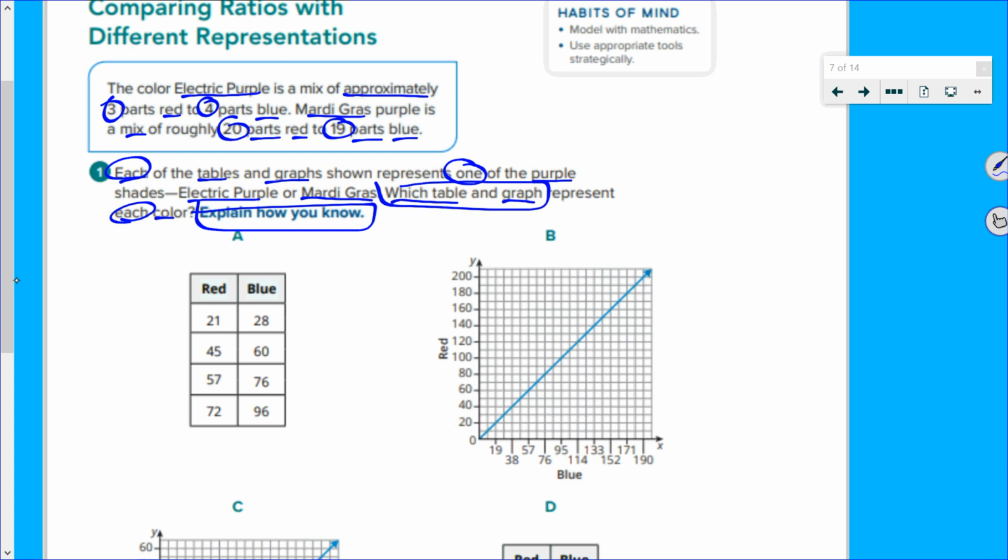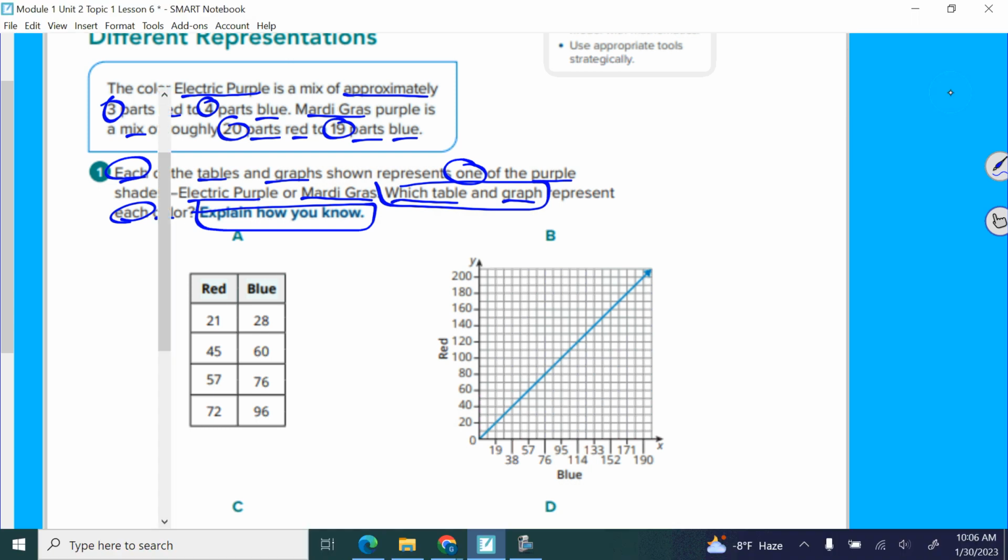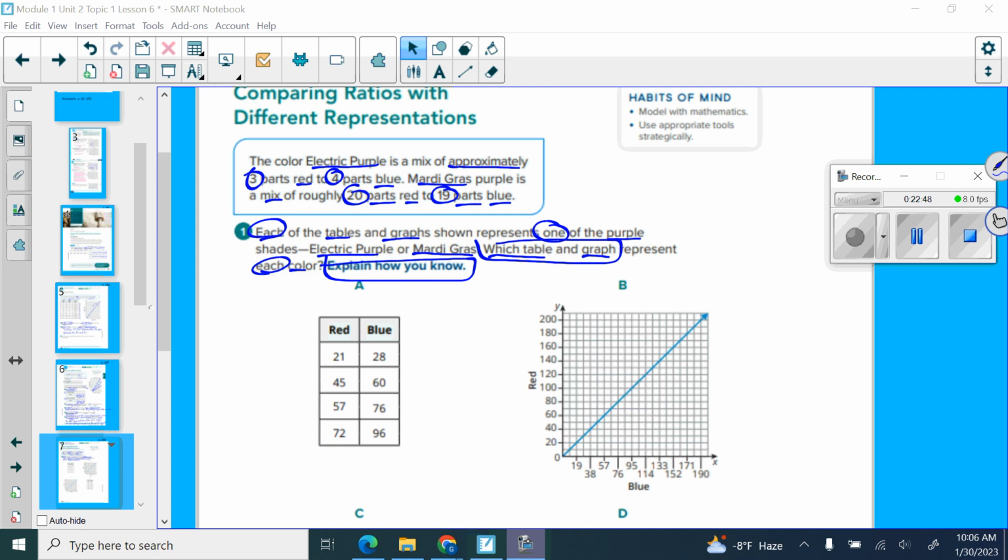Explain how you know. So unfortunately, we're kind of running out of time. We're down to 15 minutes. So I'm going to give you guys 3 minutes to do this. No, you got 15. No, 3, go.